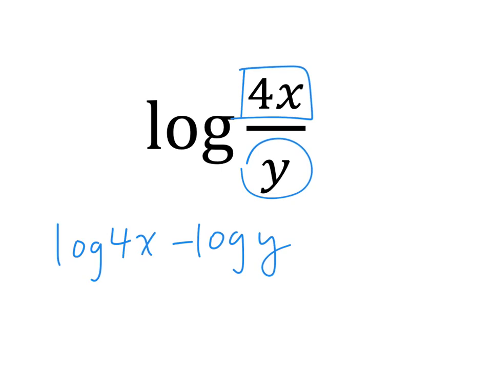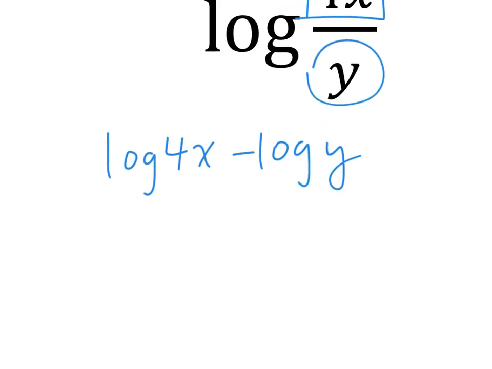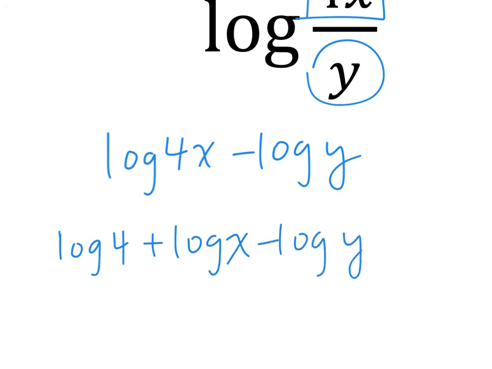However, that is not the most expanded version. 4x. What can we do to 4x? 4x is the same thing as what times what? Log 4 plus log x, because 4x is the same as 4 times x. So when we split it, it's log 4 plus log x, right? 4 times x. Times means adding. Minus log y.